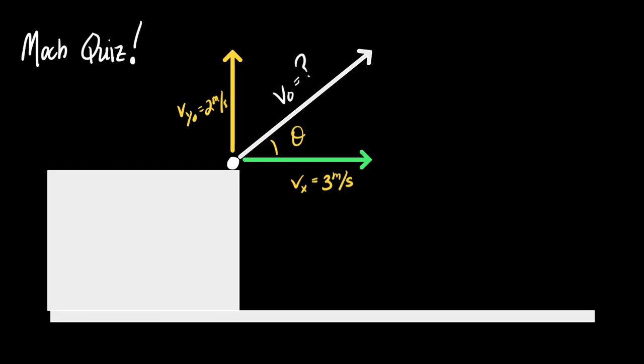So again, if I want to launch something so that the object has a horizontal velocity of 3 meters per second and an initial vertical velocity of 2 meters per second, what launch speed should I use and what launch angle should I use?